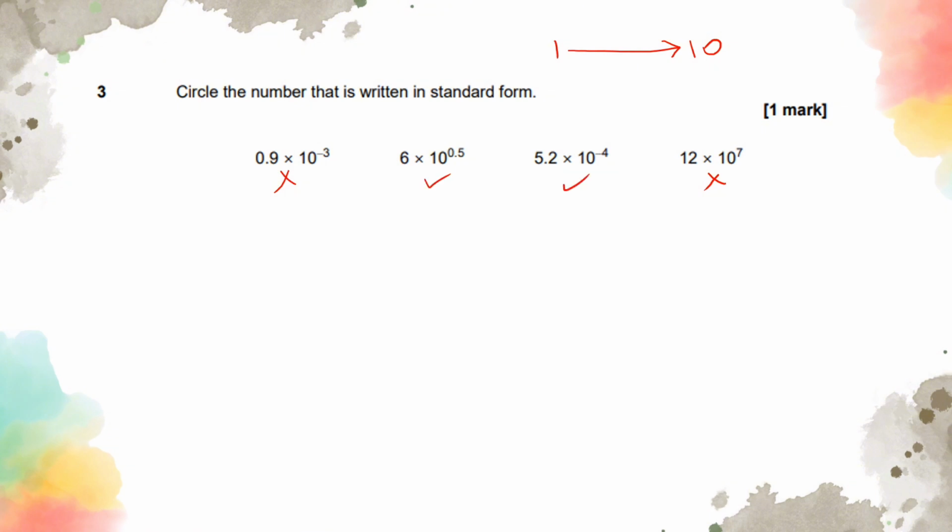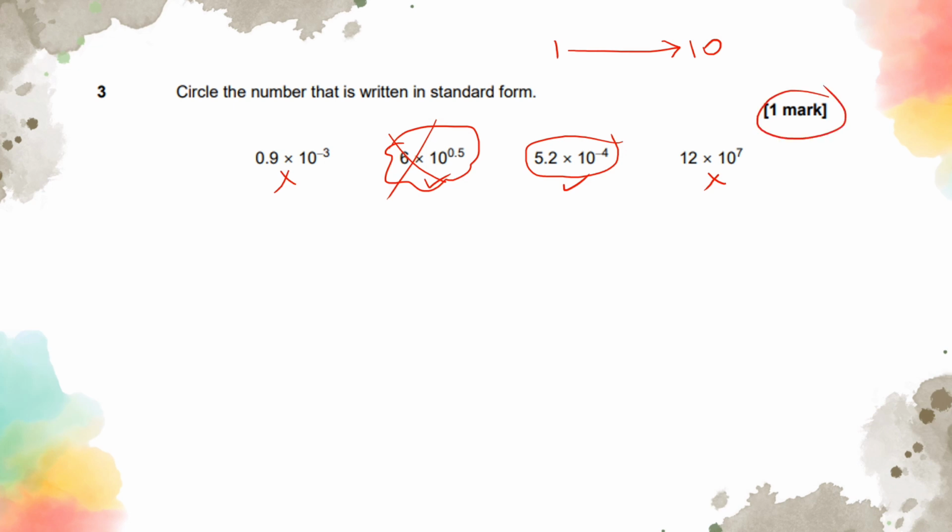The difference between these two is that whenever you have times 10 to the power of something, that either needs to be a negative integer or a positive integer. Since this is a decimal, this section here is not going to be the answer, and your answer is going to be 5.2 times 10 to the power of negative 4, and that's how you get full marks from this question.